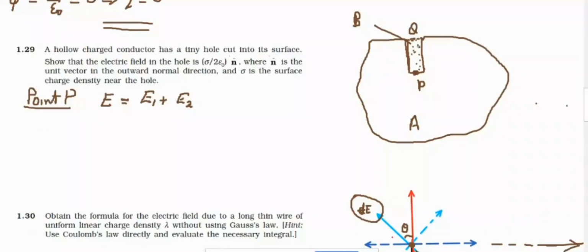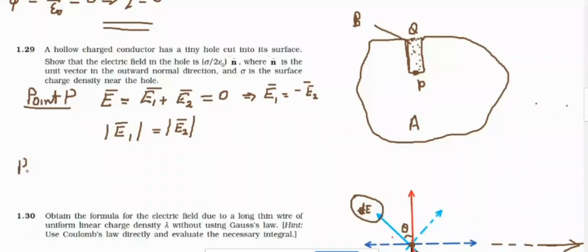And if the hole is filled, then the electric field inside a conductor is 0, which means E1 is equal to minus E2. If you go for vector concepts, all these quantities are vectors, we can say the magnitude of E1 is equal to the magnitude of E2. They are equal and opposite. That is why at the point P, those two fields got cancelled.